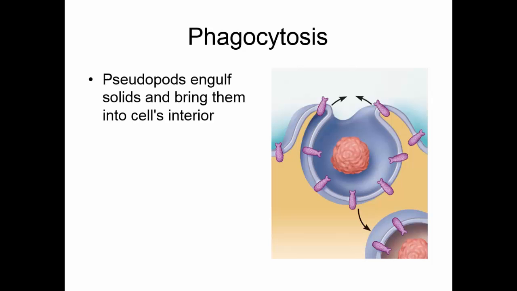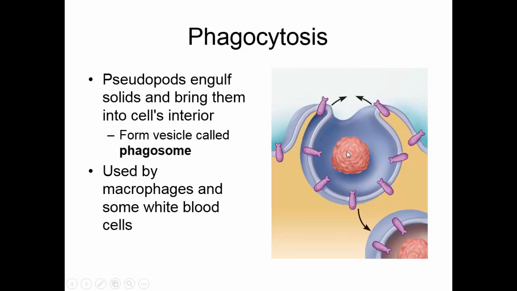Phagocytosis is one type of endocytosis. Here, pseudopods from the membrane move around the particle we want to take in, and we form this vesicle. This vesicle is referred to as a phagosome. Macrophages use this to take in bacteria. Some white blood cells also use this way.